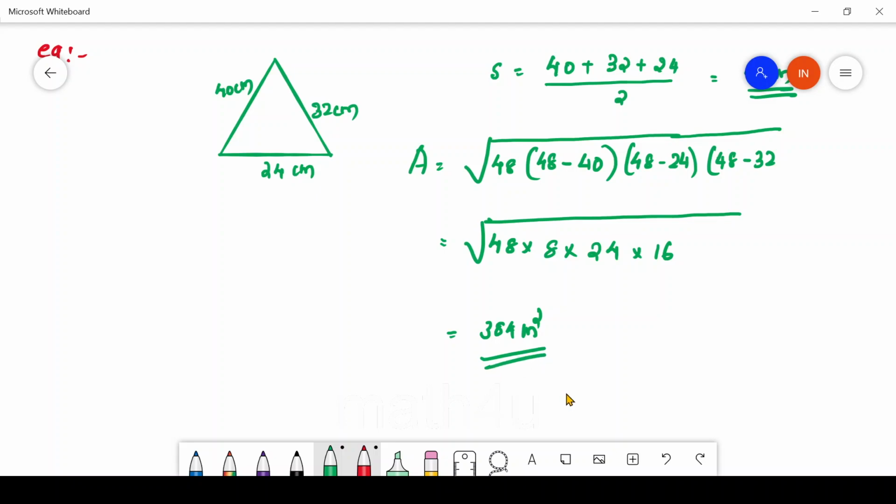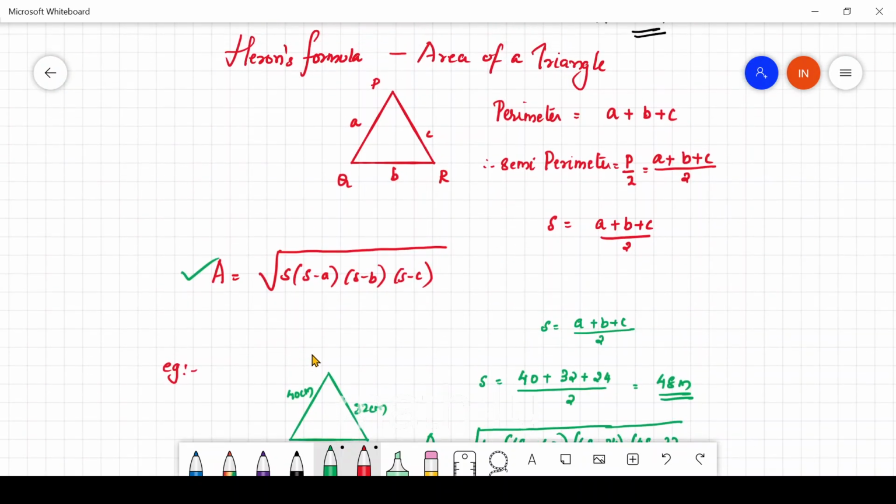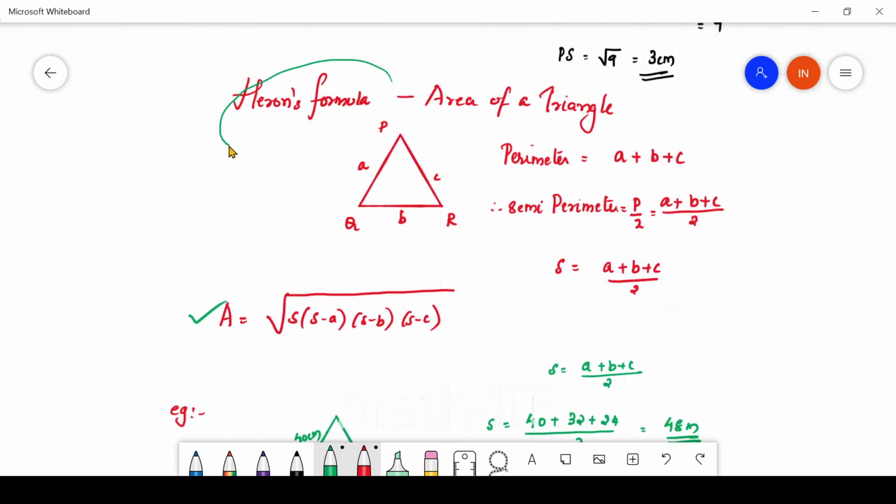So this is how you can find out the area of a triangle using Heron's formula. I hope it is clear for you. We will see more problems in the coming videos.